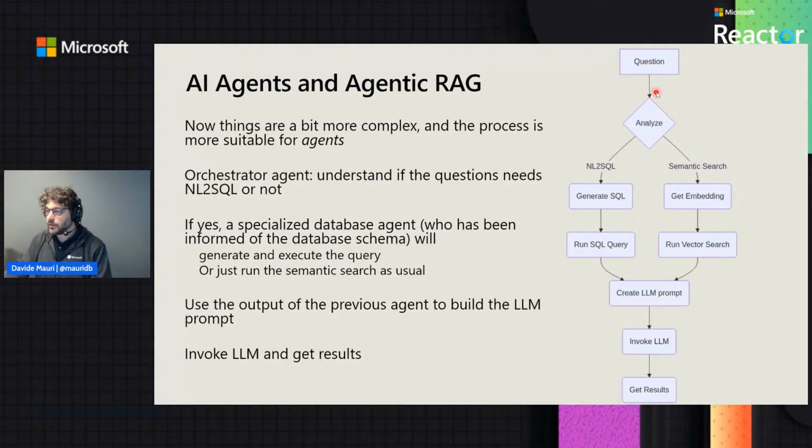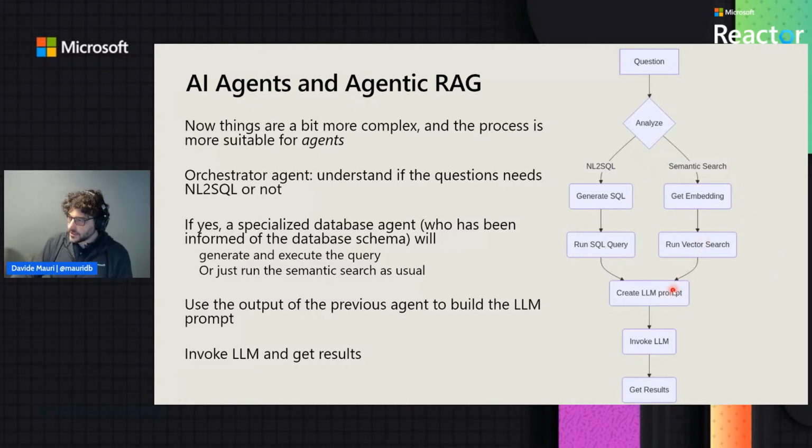Then the first step must be to analyze the question and understand if that question needs a semantic search, in order to find the most in-scope solution or data for answering it, or if it's a very precise question and you need natural language to SQL. So if you go with the semantic search path, you of course get the embedding, run the vector search, and then move the result to the LLM with your prompt, with the prompt engineering part, with the system message to define how the LLM should behave.